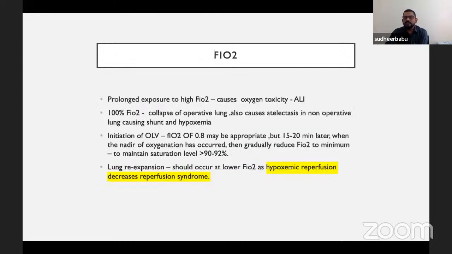Okay, coming to the FiO2. How much FiO2 do we use? What is the rationale behind choosing the proper FiO2? The lowest possible FiO2 to maintain adequate saturation is enough. So how will you initiate one lung ventilation? Initially, how will you start, and later how will you titrate the FiO2? Can you just tell me?